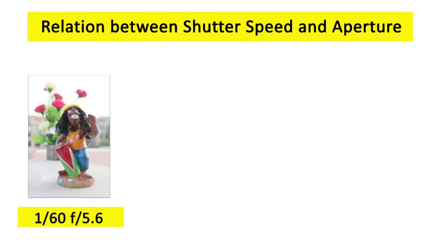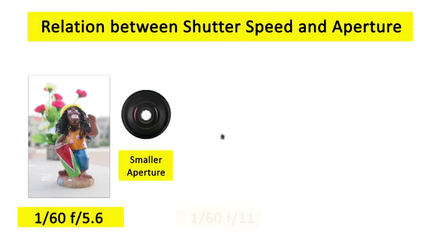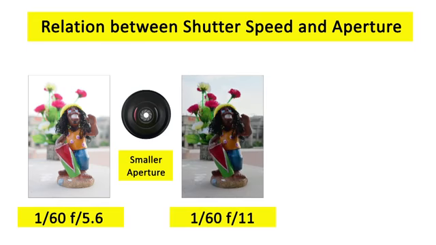Now here is an image that has been shot at 1/60th of a second shutter speed and aperture f5.6. You can see the overall exposure of the image is pretty decent, and the background is slightly defocused. If your intention is to bring more background in focus, you have to increase the f number, making the aperture further smaller. Once you do that, the image will be underexposed, the reason being you are cutting the amount of light entering the image sensor.